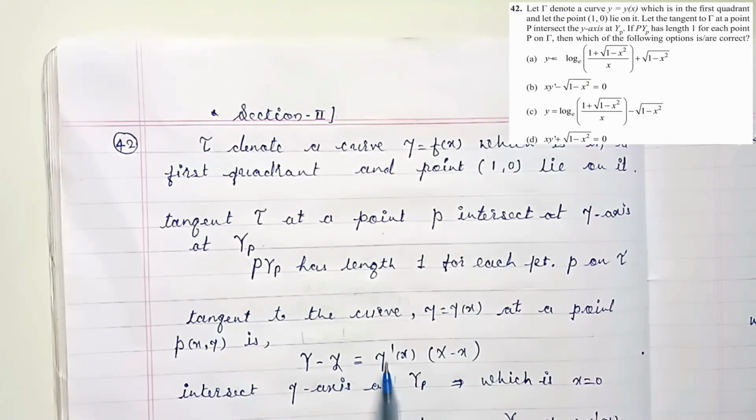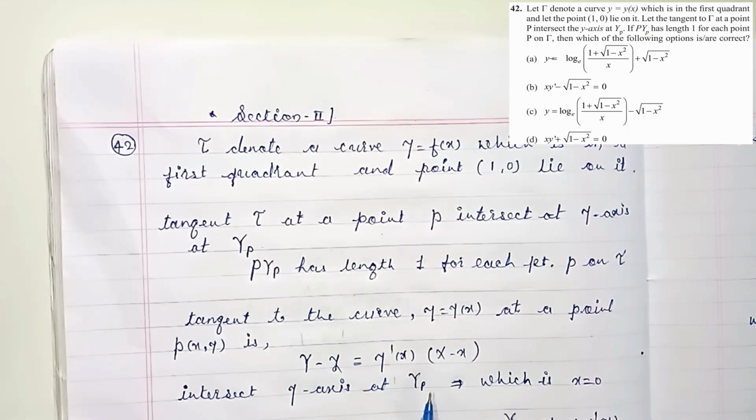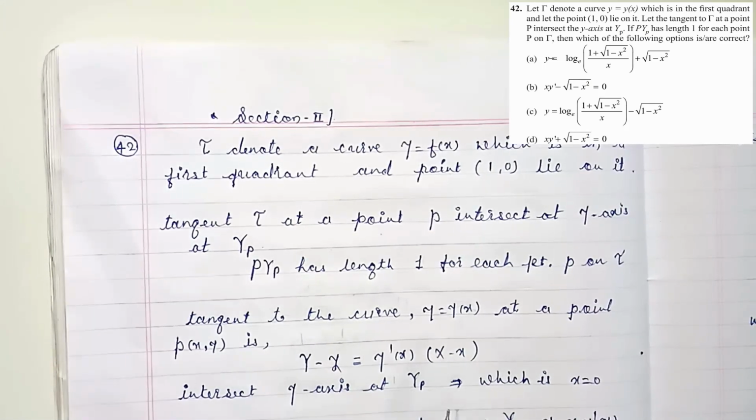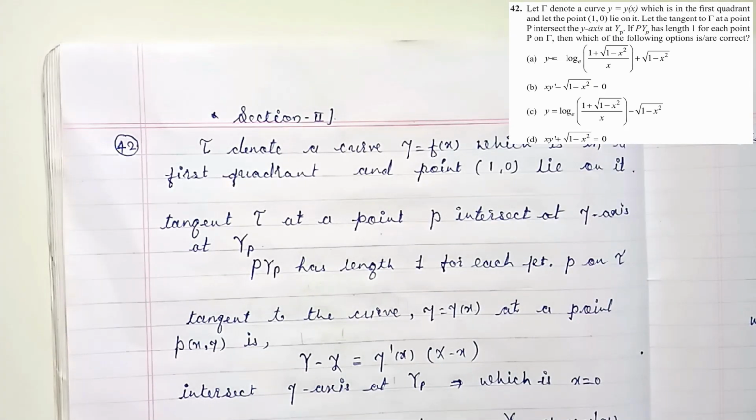So that's why y dash of x into x minus x here. Okay, the line intersects the y-axis at a point yp. If the line intersects the y-axis at some particular point, surely we know that x is 0 there. So if it intersects the y-axis, then we say that the value of x becomes 0.